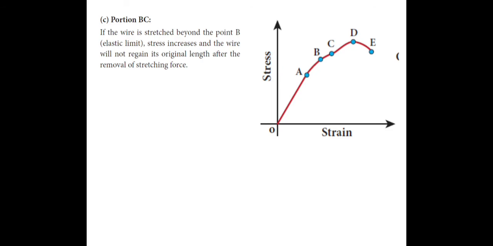Now portion BC. If the wire is stretched beyond the point B, that is above the elastic limit, the stress increases and the wire will not regain its original length after the removal of stretching force. So beyond the point B, as stress increases, strain also increases. But in between B and C, if you remove that stretching force, the body will never come to its original dimensions. That is, the body will have a permanent set. Its elastic behavior gets converted to a plastic behavior.